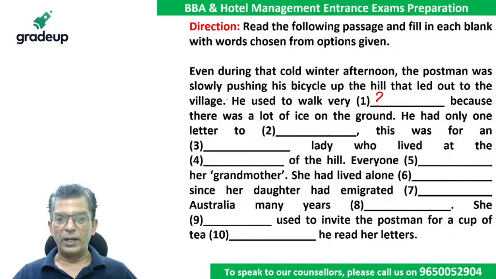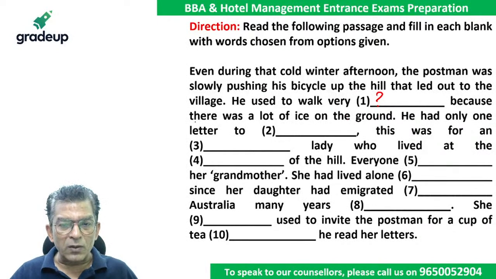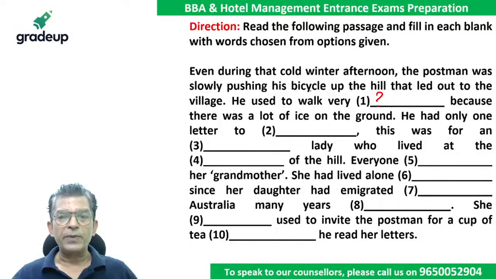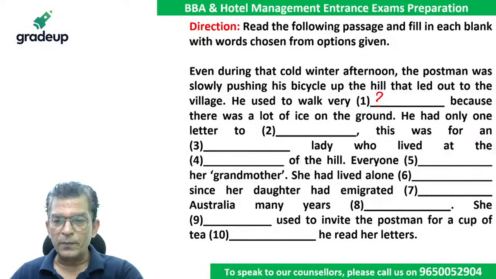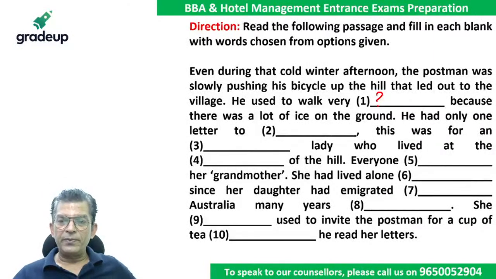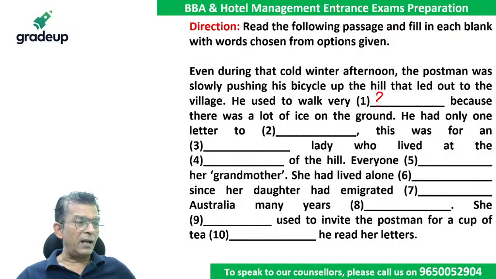Pushpesh says slow. Even during that cold winter afternoon, the postman was slowly pushing his bicycle up the hill that led out to the village. He used to walk very dash because there was a lot of ice on the ground. He used to walk very dash. Now he says slow. What do you think, Geetika and Akshay? Akriti, what do you all think? And Rakesh, what do you all think? What kind of word is required?